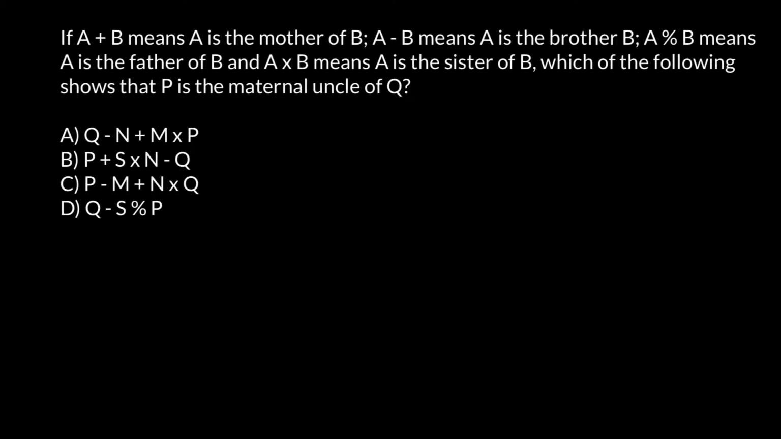If A plus B means A is a mother of B, A minus B means A is a brother of B, A percent B means A is a father of B, and A times B means A is a sister of B, which of the following shows that P is a maternal uncle of Q?